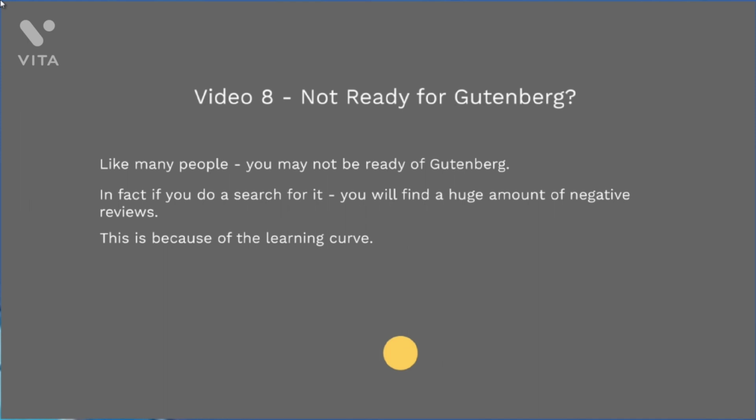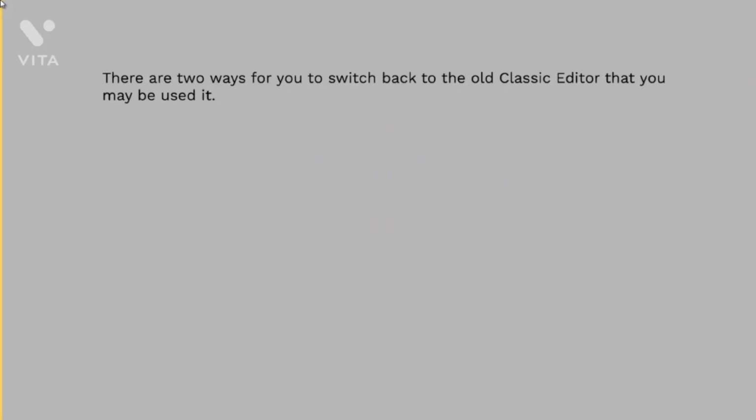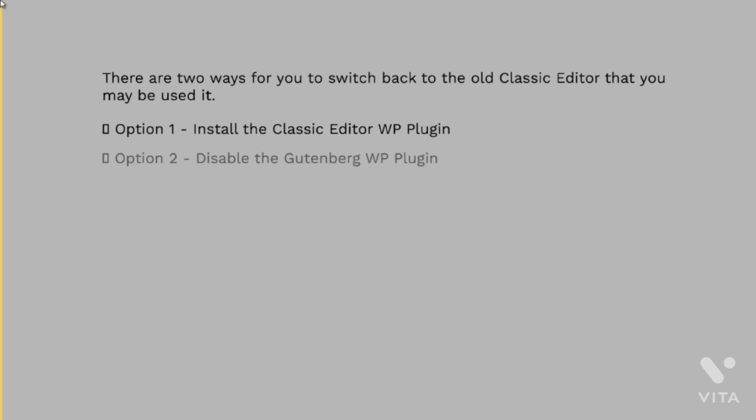But let's say, for example, you have a client who has a website and they just don't want to go over the learning curve. They're editing the site themselves and they're frustrated and they're like, I want to go back to the classic editor. If that is the case, then I'm going to give you some options. There are two ways for you to switch back to the old classic editor that you may be used to. Option one is to install the classic editor WordPress plugin. And option two, you can disable the Gutenberg WordPress plugin.